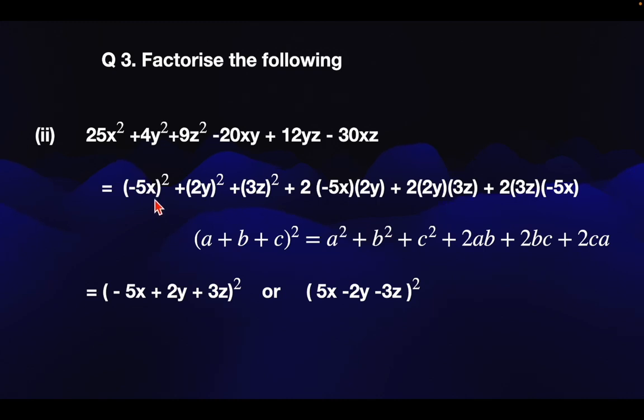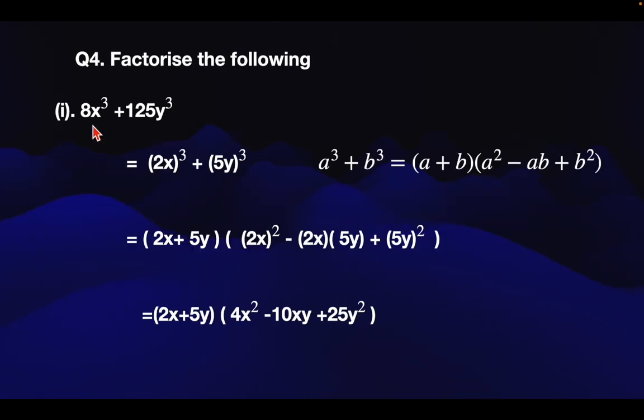Now you know the value of a, b and c. So minus 5x plus 2y plus 3z the whole square, or if you want, you can write this as 5x minus 2y minus 3z the whole square. See, this minus sign, I have taken it outside the bracket, so this will also become minus, this will become minus, and if you square the minus sign, it becomes plus. So plus 5x minus 2y minus 3z the whole square. Either answer is correct. Even if you leave it as it is, you will get marks.